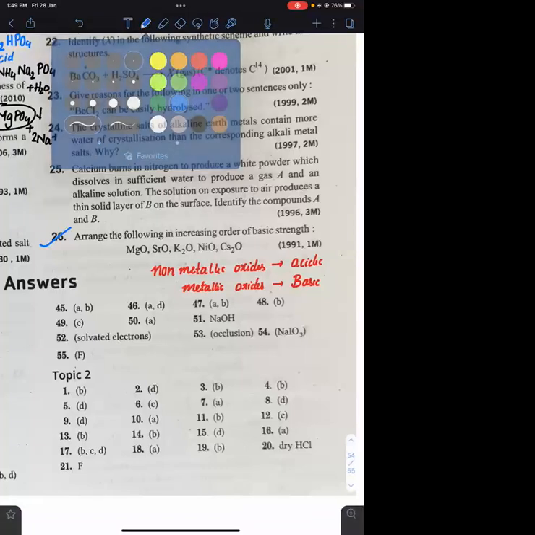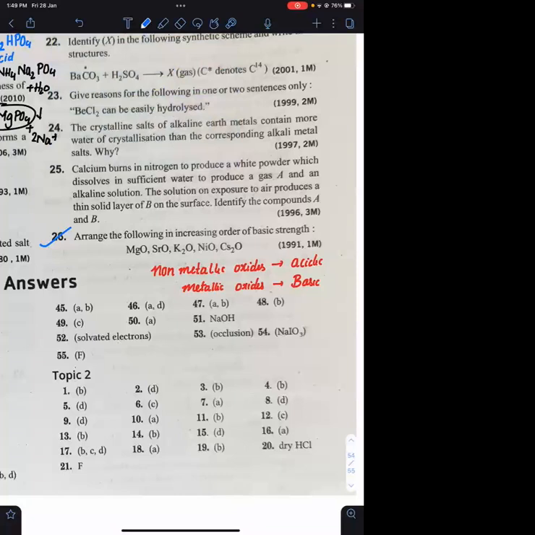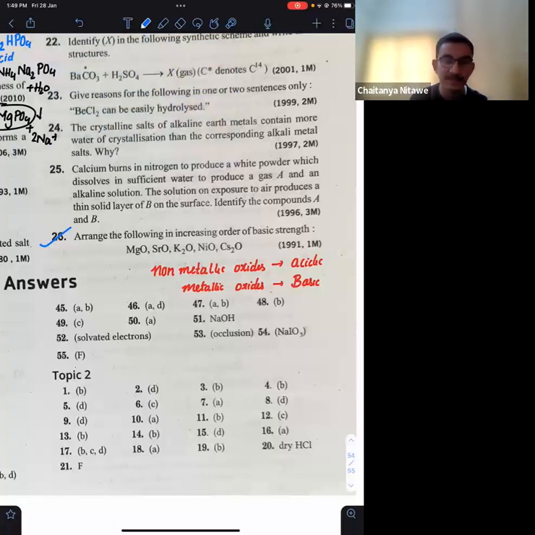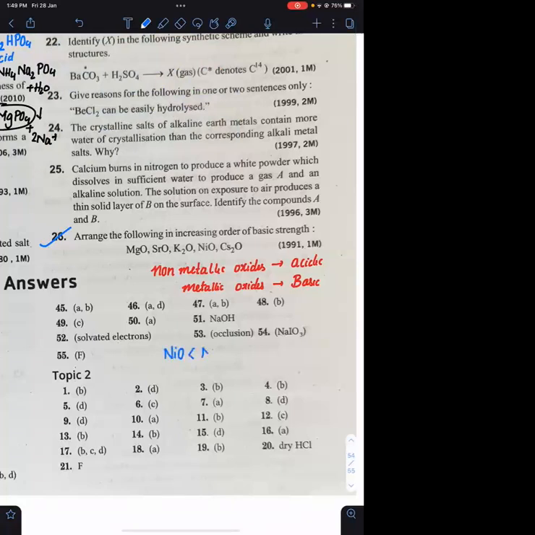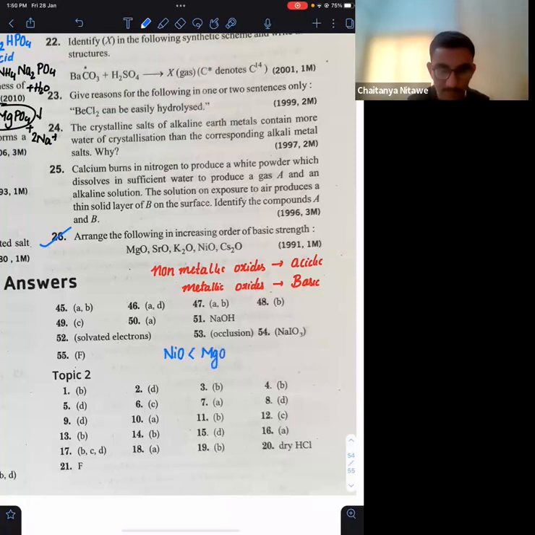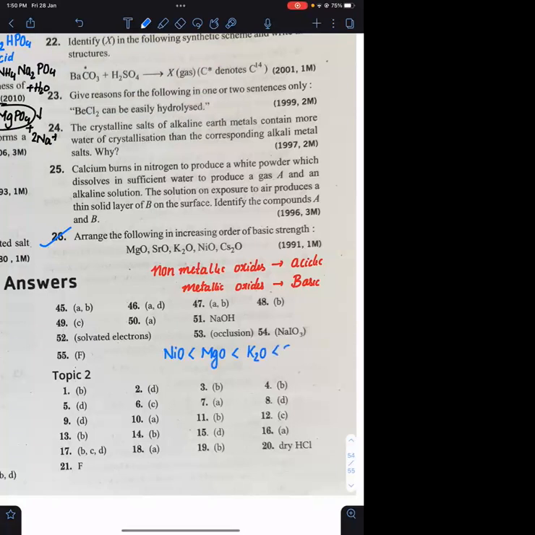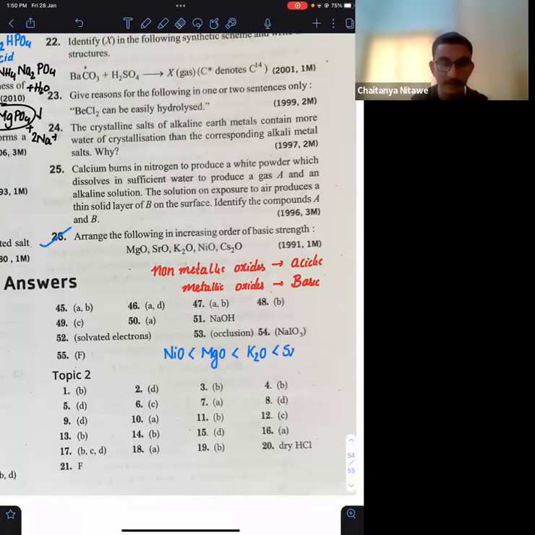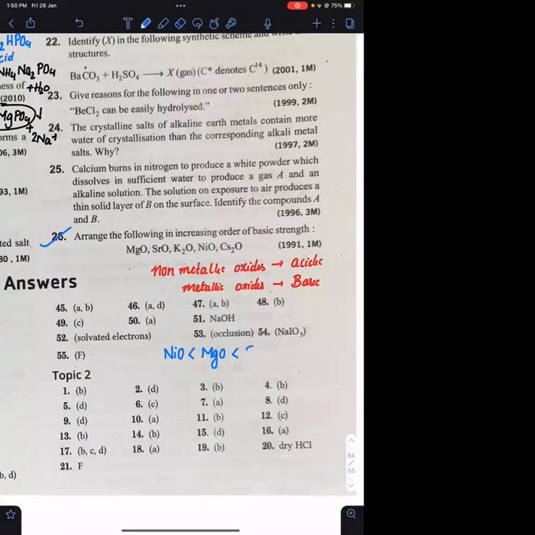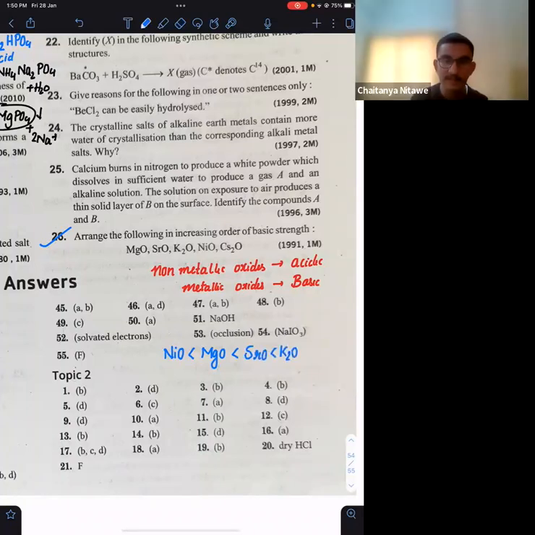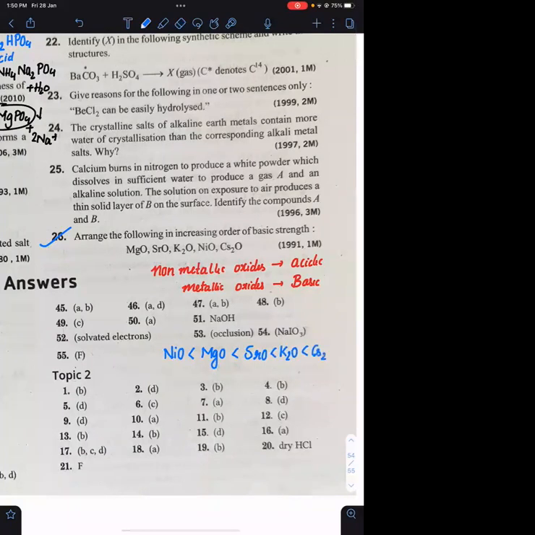Okay, Chaitanya, do you know the answer? What is the answer? NiO, then MgO, SrO, K2O and Cs2O. NiO is lesser than MgO, lesser than K2O. SrO will come, sir. No, SrO first, then K2O. Okay. First SrO, then K2O and then Cs2O. I think this is the right answer.